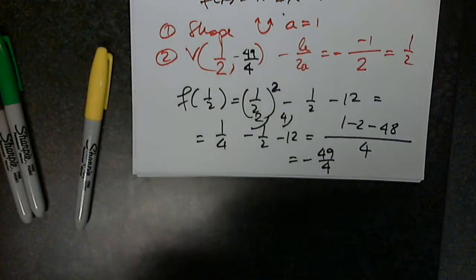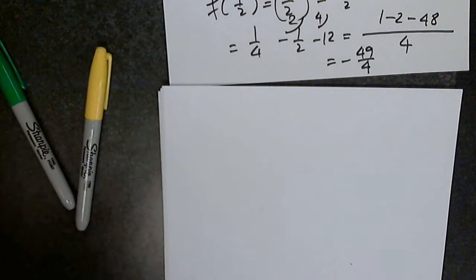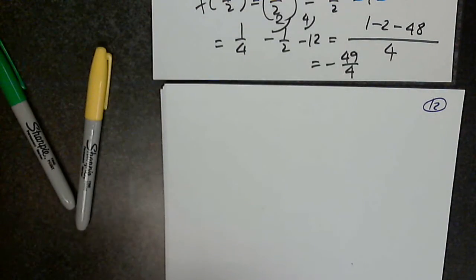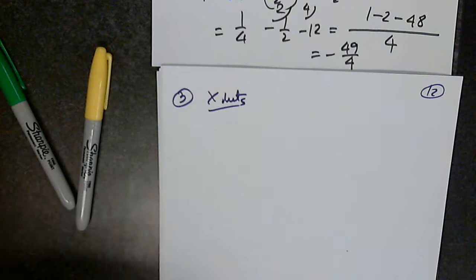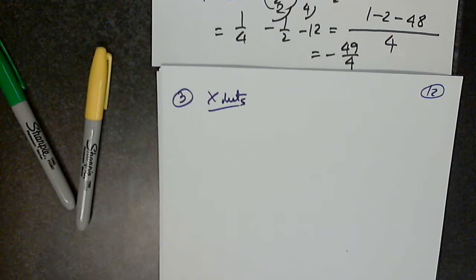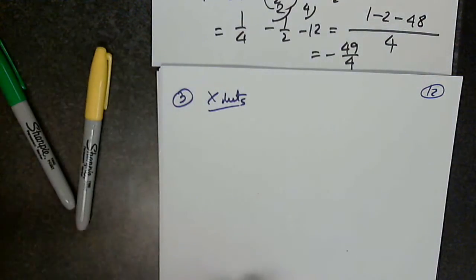Good. Now, the next step is, what do I have to find now? Very good. X-intercepts. Do they exist? I don't want to waste my time. Do the x-intercepts exist? Correct. Yes, because the minimum value is negative 49 over 4. It's coming from positive and has a minimum that is negative, so it must cross the x-axis.